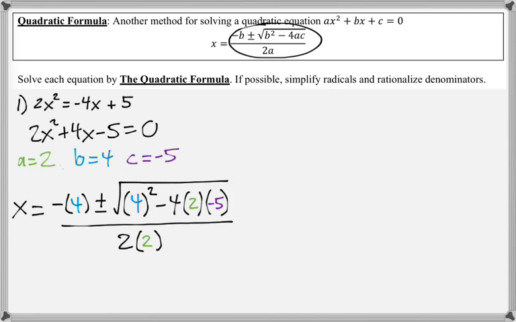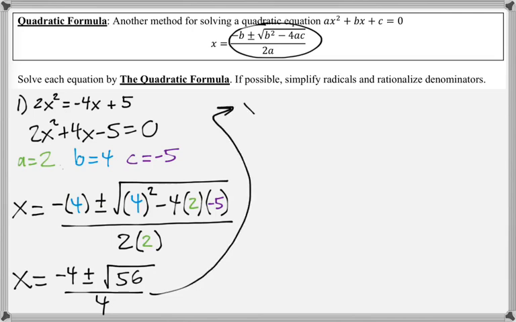Okay, so then I want to start simplifying this. And if you show it in more steps or less steps than I do, then that's perfectly okay. So this is going to be -4 plus or minus square root of, and I like to type in the inside of that radical in my calculator. So 4 squared minus 4 times 2 times -5, and I get 56. And this is all over 4. Okay, so I have some more simplifying to do.